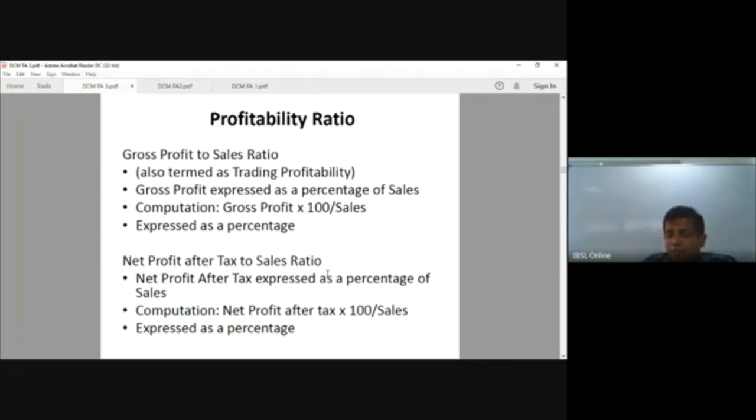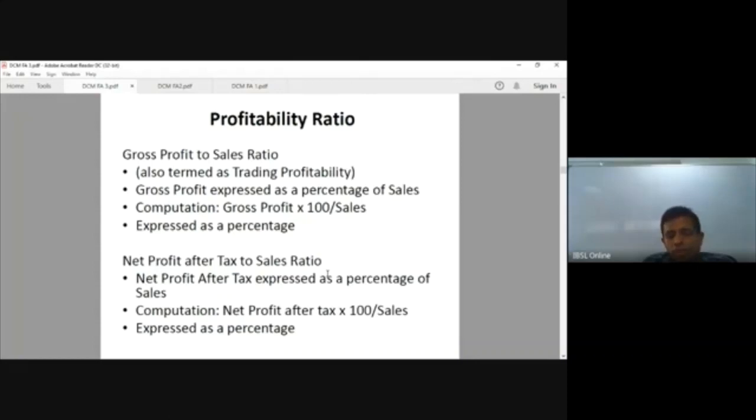But sometimes people, because of their hurry, incorrectly take figures, right? For gross profit, they will take a different figure. For sales, they will take different figures and calculate. Make sure that you take the correct figures for this gross profit ratio calculation.